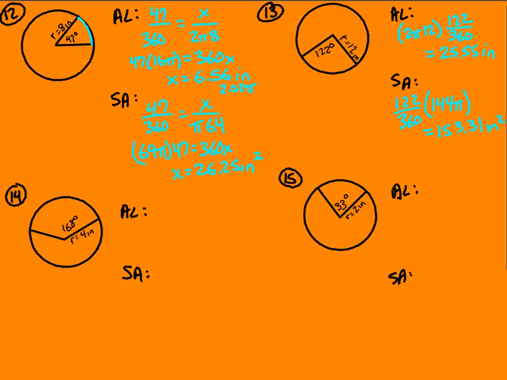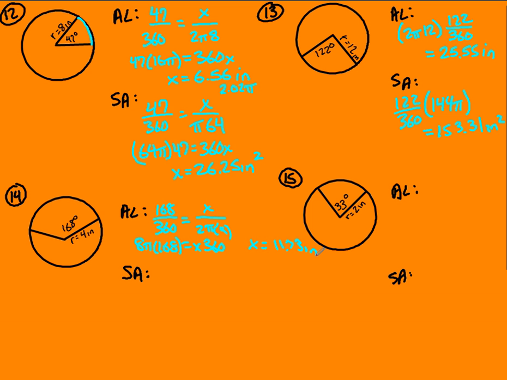Alright, number 14, I would do another one with proportion. I would set this proportion up as 168 over 360 is equal to x over 2 pi r. 2 times pi times the radius is 4, so 8 pi. So 8 pi times 168 equals x times 360, which means when I divide by 360, I should get 11.73 inches.